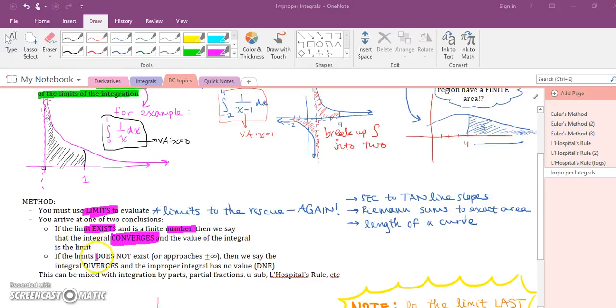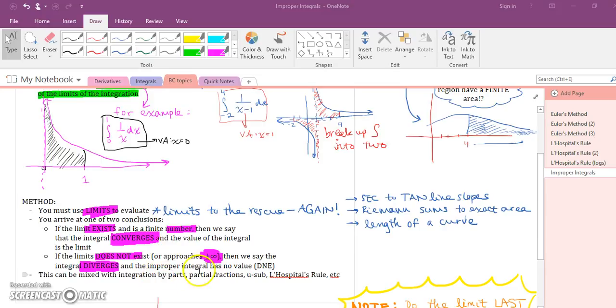Another thing that happens is sometimes the limit won't exist. That's going to be going to infinity or negative infinity. Then we say the integral diverges, and the improper integral has no value, it doesn't exist. You can't say that the area under the curve is anything. It's infinite. And this is what I was saying before. We're going to mix in a ton of our techniques that we used before. They're all coming back. I know you guys have missed integration by parts.